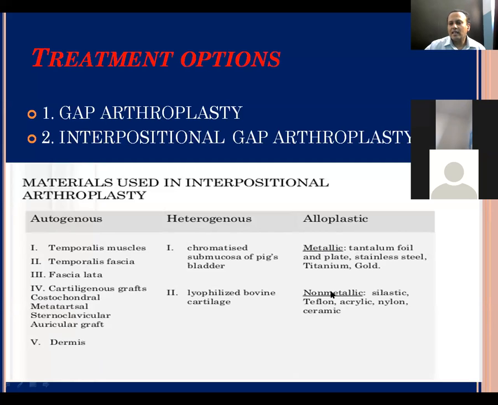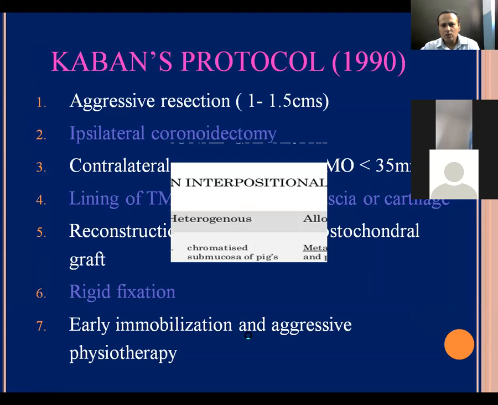Alloplastic materials could be metallic and non-metallic. Non-metallic are mostly silicone, elastic, Teflon, acrylic, nylon, and ceramic. Metallic are titanium, stainless steel, or gold. These are artificial condyles made with metallic or non-metallic materials, which also act as barriers. I'll show you the barriers now.